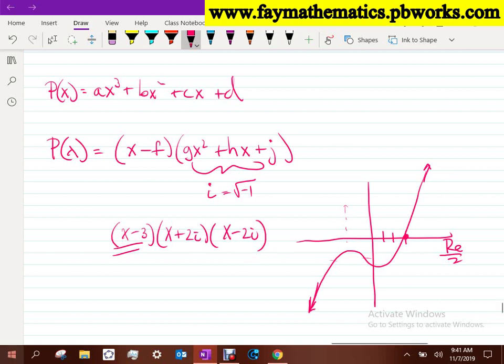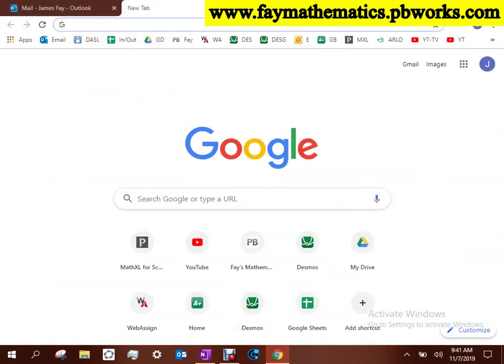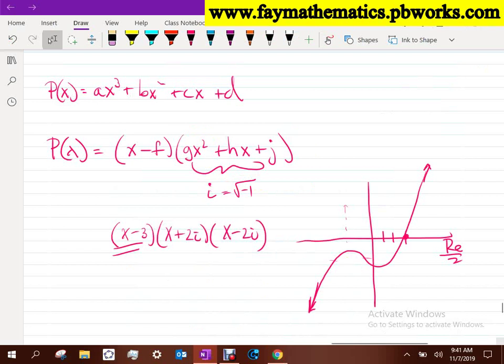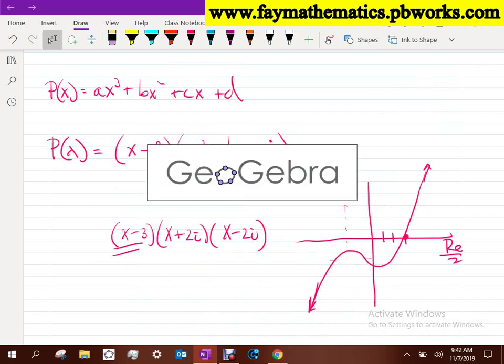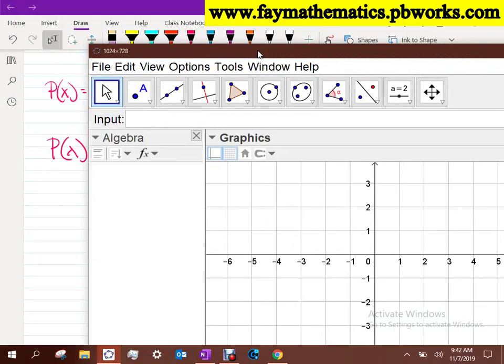But let's just quickly graph what that would look like. If we go to, let me use GeoGebra, I think GeoGebra has the ability to use i. Might have to be a capital I, I'm not sure. Well, let's not even do that. Let's do the work ourselves.